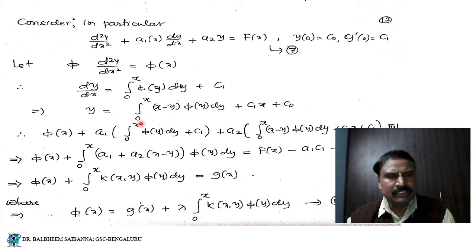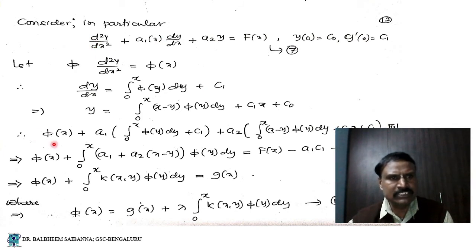Then we get 0 to x of (x minus y) pi of y dy, how will we get x minus y? It is pi of y dy squared, so that is why x minus y pi of y dy. Integration of c1 is c1x, and c0 is an integration constant. So once we know d square y by dx square, dy by dx and y, we substitute back in this equation. What will we get?